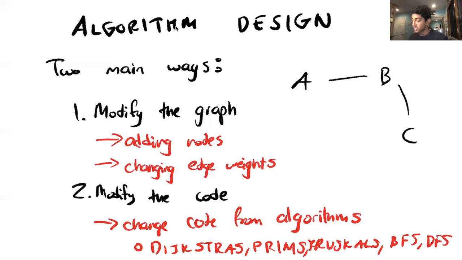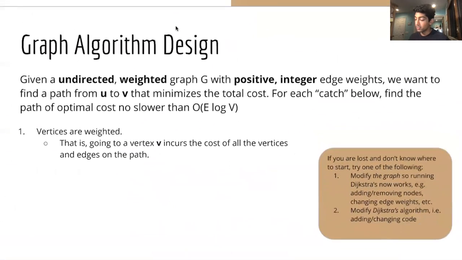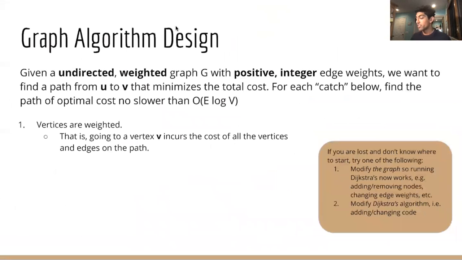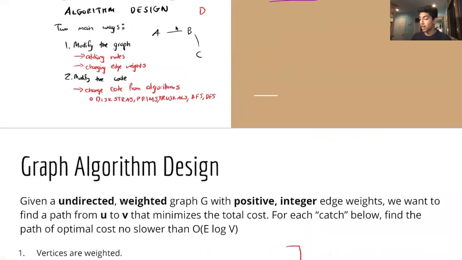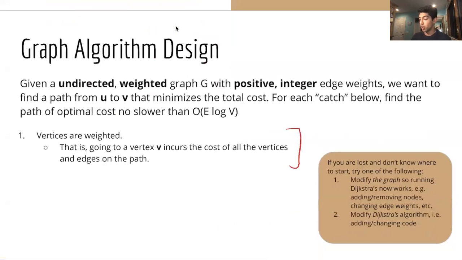Okay, so with this in mind, let's dive in. For the remainder of this review session, I will give you some catches to running Dijkstra's, okay? Usually we can run Dijkstra's and everything works. I'm going to give you situations in which Dijkstra's alone won't work. What you will have to do is try to figure out how to modify the graph or modify the code of Dijkstra's such that we can go from U to V in E log V time.